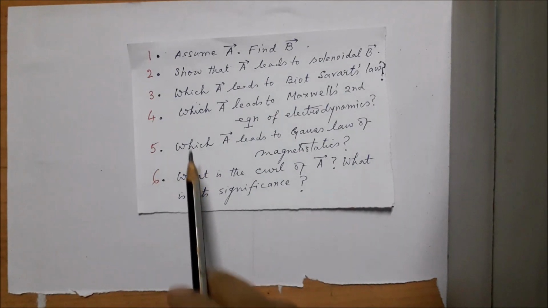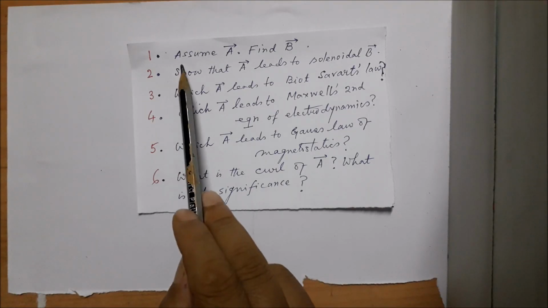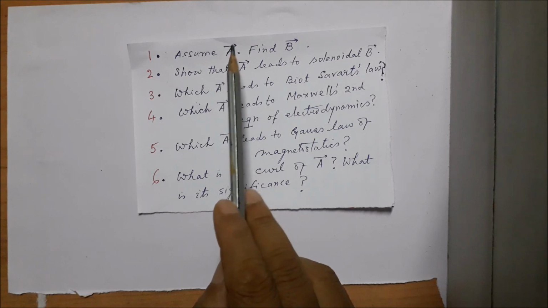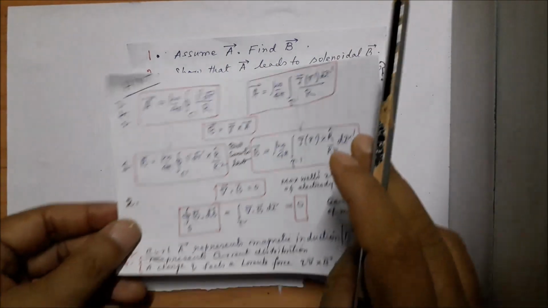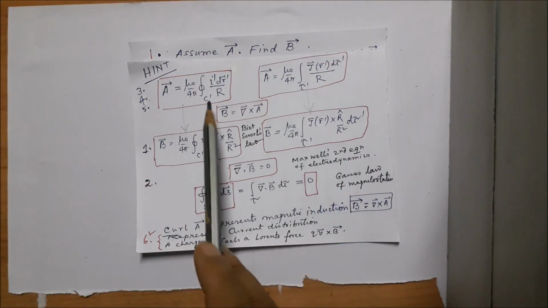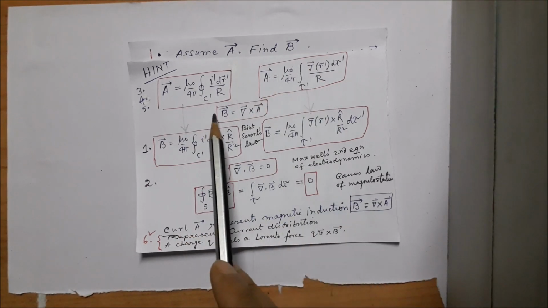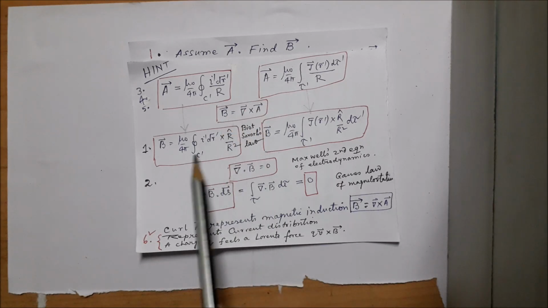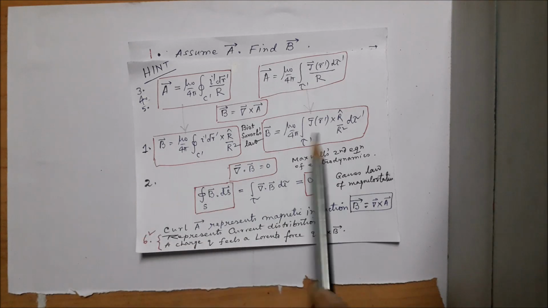Let us now address a few questions, and here they are. Let us take up the first question. Assume A, that is the magnetic vector potential, and from it we have to find vector B. Now this is what we have done exactly. We started with these expressions of vector A, one for filamentary distribution, one for volume current distribution. We used this defining relation for A, that is B equal to curl A, and we got these expressions for B. So this is answer to question 1.